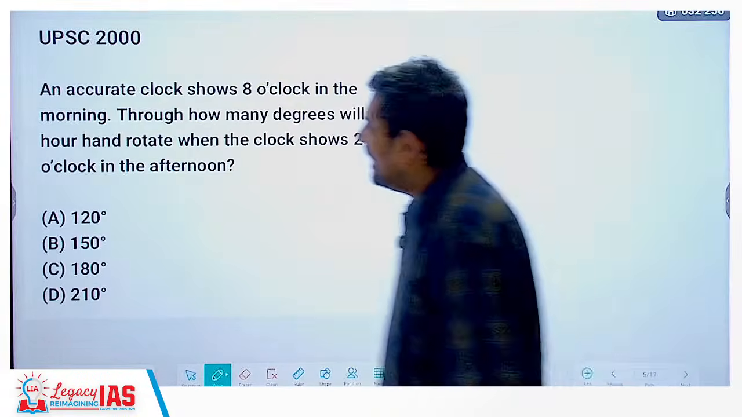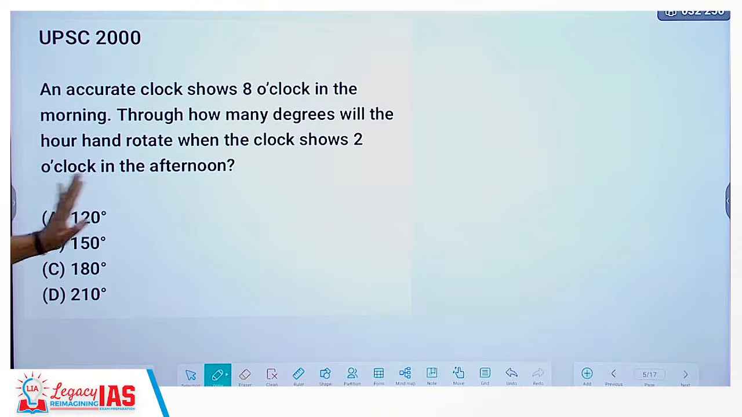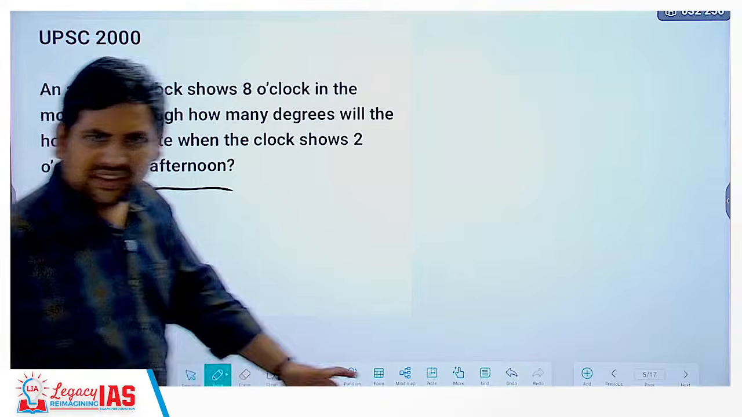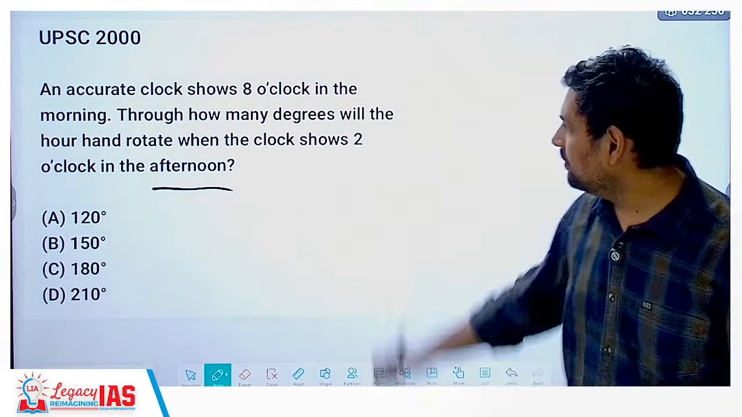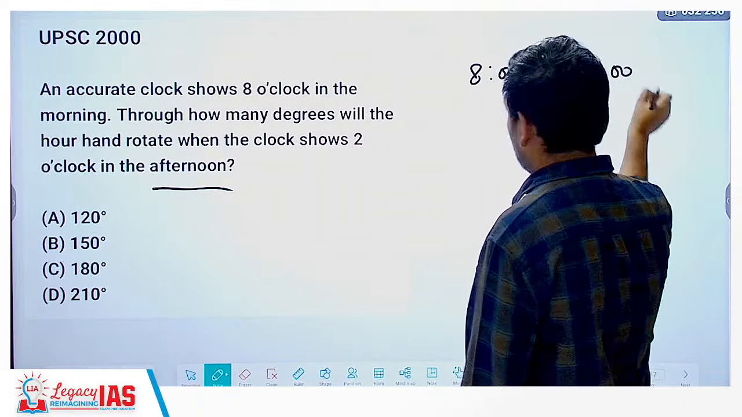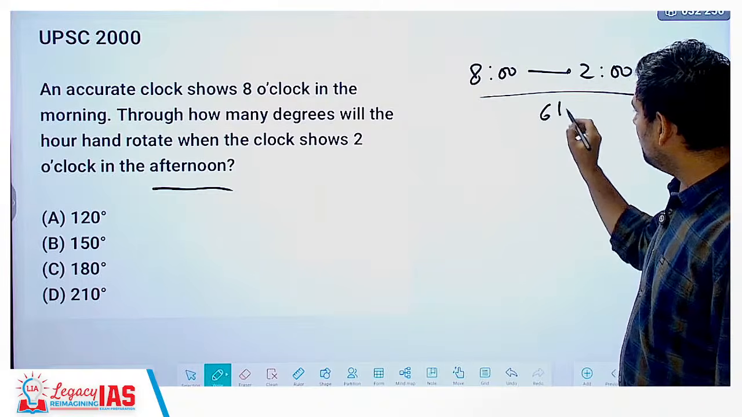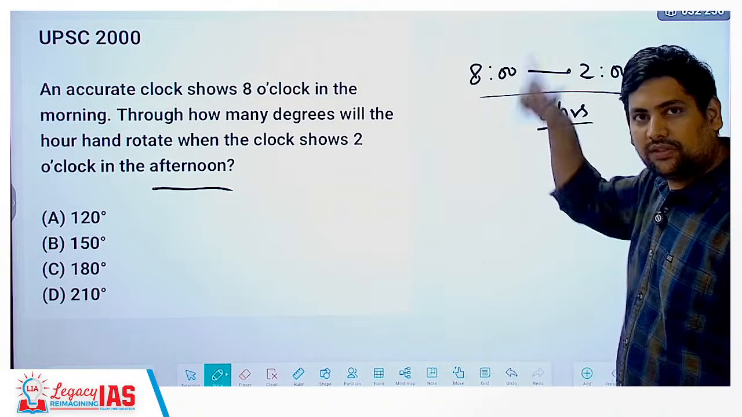Now it says an accurate clock shows 8 o'clock in the morning. Through how many degrees will the hour hand rotate when the clock shows 2 o'clock in the afternoon? Fairly easy. 2 o'clock in the afternoon from 8. From 8 o'clock to 2 o'clock, how many hours? This is very clearly 6 hours. Correct? 4 plus 2.